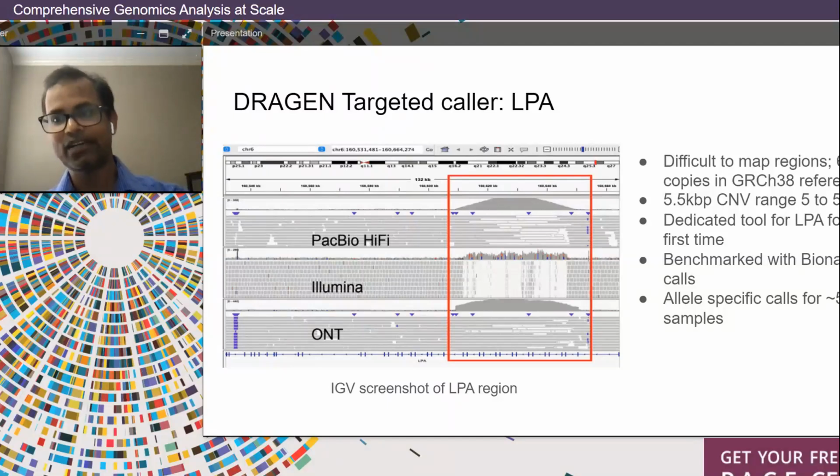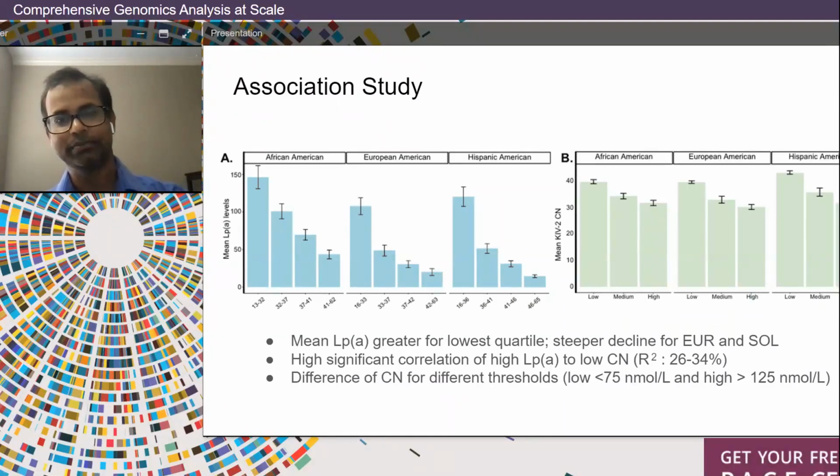And there is a dedicated tool for LPA in DRAGEN, and this is, to the best of our knowledge, the first time we have a dedicated tool for LPA. And we benchmarked the DRAGEN LPA caller against BioNano, and the good thing is that DRAGEN can also report the allele-specific calls for 50% of samples, which is very, very important for further analysis.